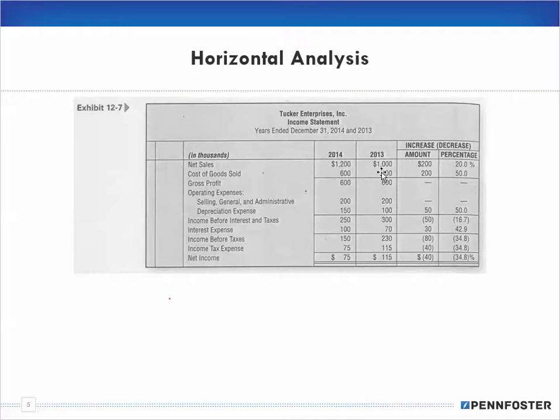Now, if we look at horizontal, what we're looking at here is left and right. That's the way the information is presented. Here we still have the same information going up and down in dollar amounts from 2013 to 2014. But what we're looking at is what we see as we look across. So the difference between 1,200 and 1,000 is $200.